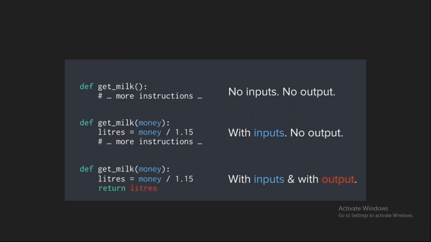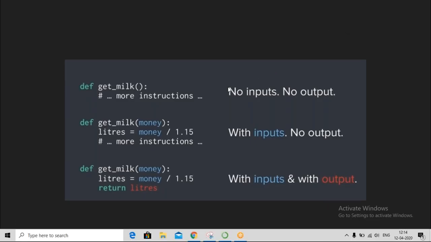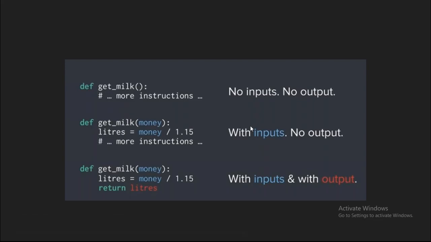Now we have solved this question, and up till now, what we have understood about functions is that we could have a function with no input and no output. That was the first function which we created, get milk. And we could also have a function with input but no output. That was the case when we have money and we want to find out how many liters. We could also have a function with both input and output. That was the function we have just seen. If anybody has any question on functions, you can ask.